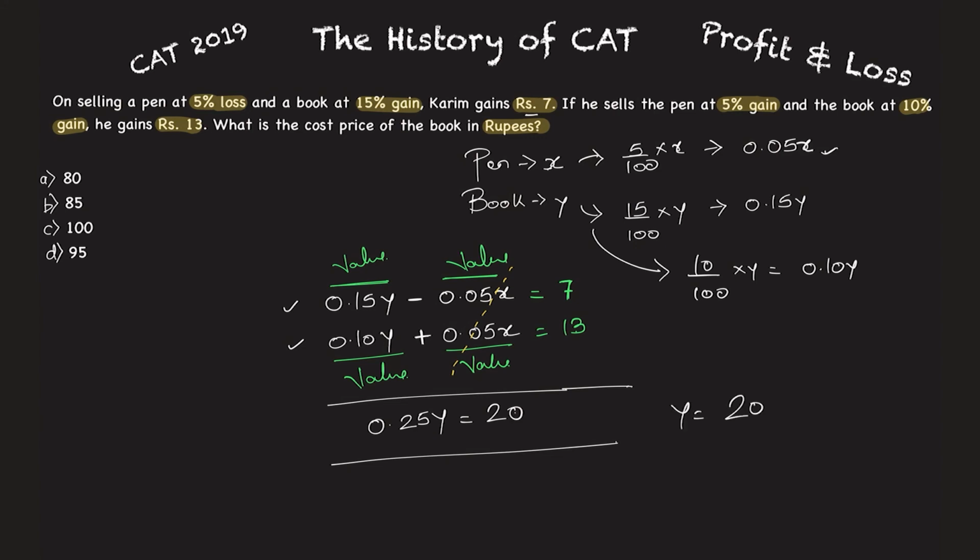20, and then take 2 zeros here, upon 25. I took the 2 decimal points to the top such that 0.25 becomes 25. Now just solve it. 25 ones are 25, 25 eights are 200. Y was the cost price of the book, and that comes out to be 80. So Y is equal to 80. That is the cost price of the book in rupees. Option number 1 is your answer.